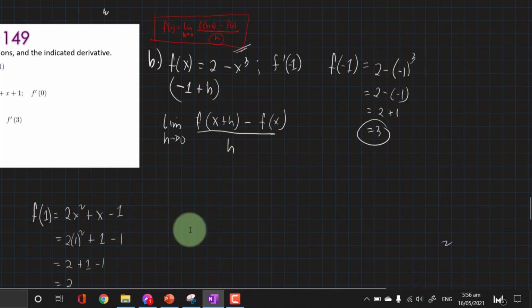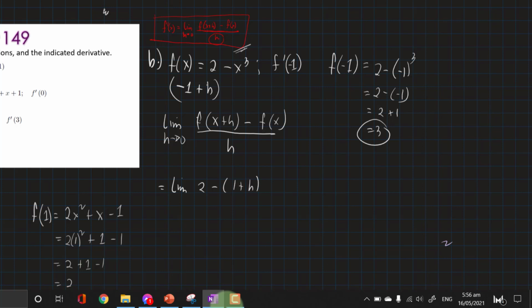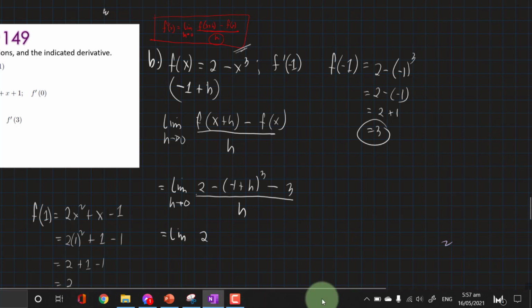And then, diretso natin. So, this will be the limit of 2 minus cube natin yung negative 1 plus h cube all over negative 1 plus h minus f of x, which is 3. F of x is 3 all over h as h approaches 0. Okay? So, the limit of 2 plus, i-cube natin yung negative 1 plus h. Hindi ko na ipapakita yung pag-cube, ha? Kayo na yung mag-solve nito.